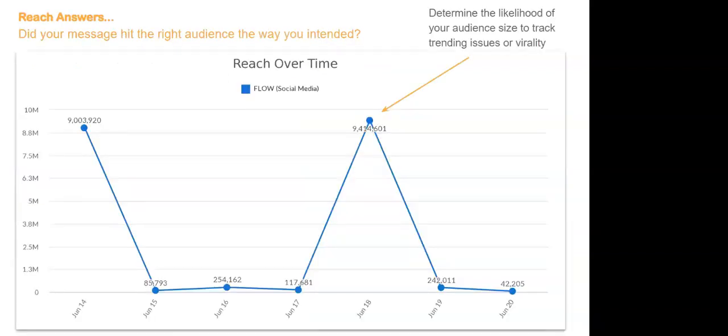So, did your message hit the right audience the way that you intended it? Determining the likelihood of your audience. One of the great things, of course, is that your digital teams will be able to give you, maybe, Facebook ads, how far they reached, who they are reaching. But when you have a tool that is aggregating all of your content into one place, you're able to see, also in real time, what's happening for you.